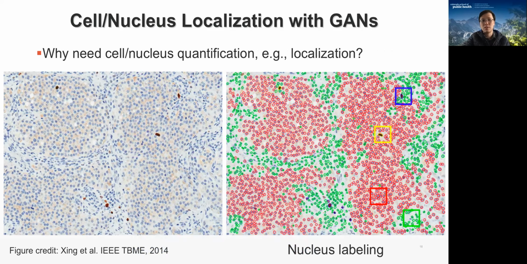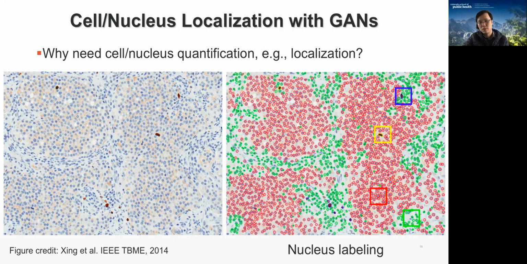In addition to this kind of cell classification, cell detection can also support many other studies, such as cell tracking, segmentation, as well as other biomarker computation. So it has a lot of downstream applications. We want to solve this problem.